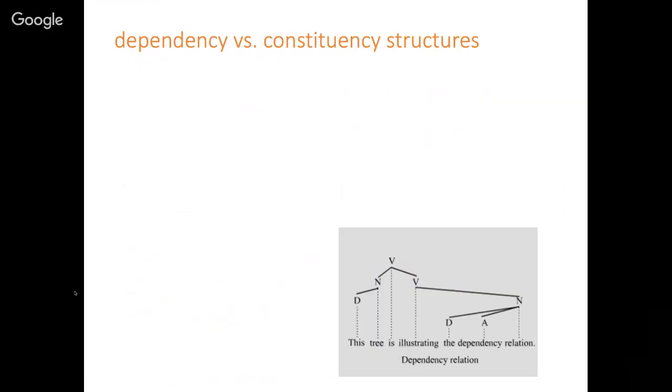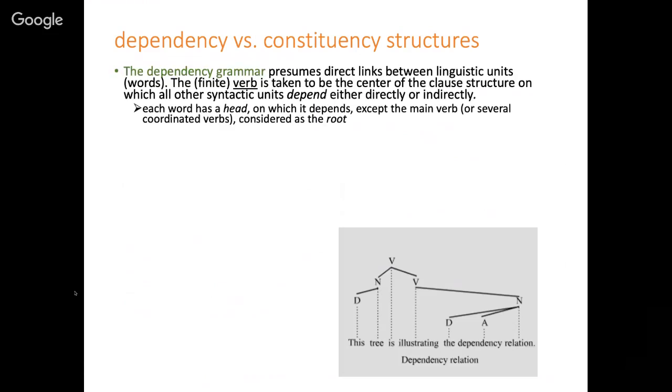Okay, so what's the difference between dependency and constituency structure? The dependency grammar presumes direct links between linguistic units, so words, and the finite verb is taken to be the center of the clause structure, so that's the root, and all other syntactic units, other words, depend either directly or indirectly from the root. So each word has a head on which it depends, except the main verb, which doesn't depend on anything. Actually, it's the root.